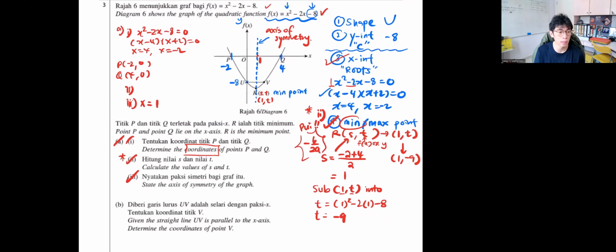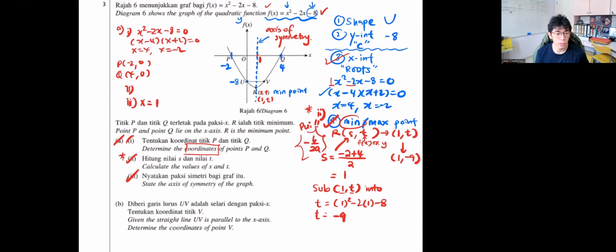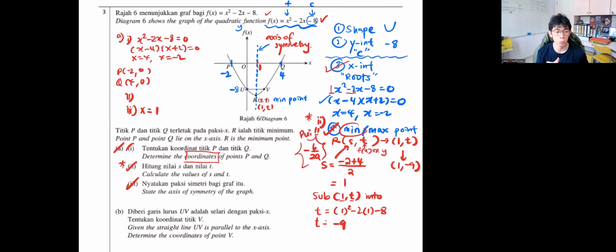If you don't know, just spam me. Okay, now part B. Given the straight line UV is parallel to the x-axis, determine the coordinate of V. Everyone, tell me, what's the answer for V? But honestly, if you don't know, just say you don't know. Then later I tell you the answer, you will slap yourself, seriously. So tell me the answer.